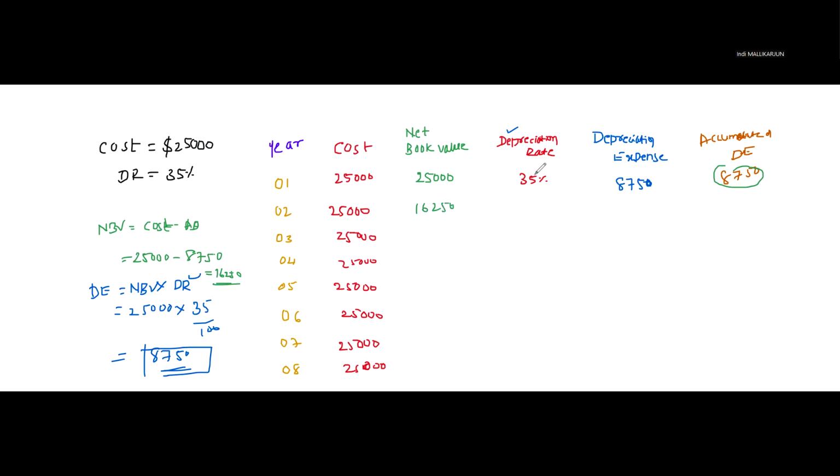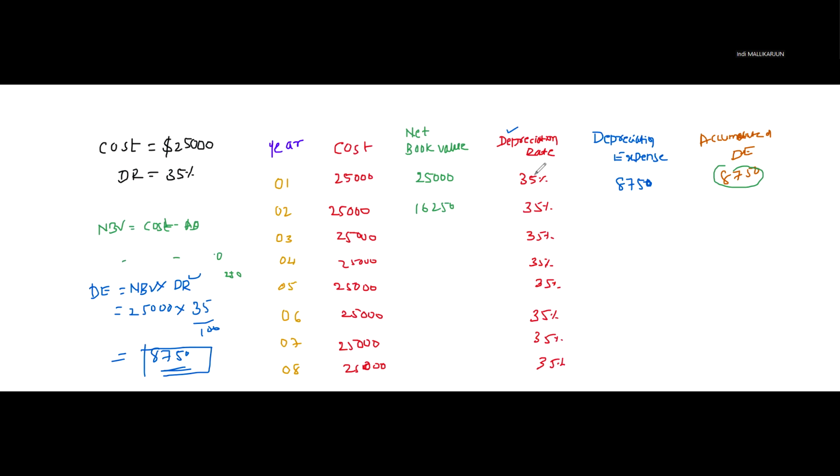The depreciation rate is constant throughout the years: 35%, 35%, 35%, and 35%, right? So what happens now? Depreciation expense means what? Net book value into depreciation rate.